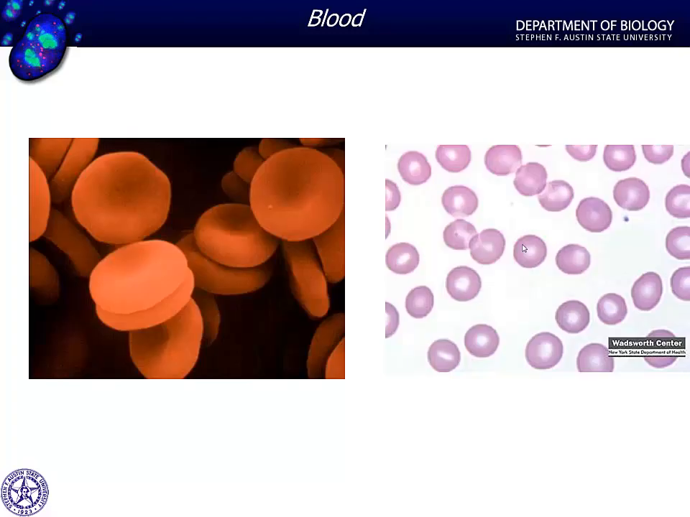Our typical picture on the left, we have our scanning electron micrographic picture showing the 3-dimensional surface, the biconcave disc. And on the right, we have our typical light micrograph of peripheral blood showing somewhat of an empty donut shape to our red blood cells. It's less dense in the middle than it is on the rounded edges. We can also see a platelet in that peripheral smear.